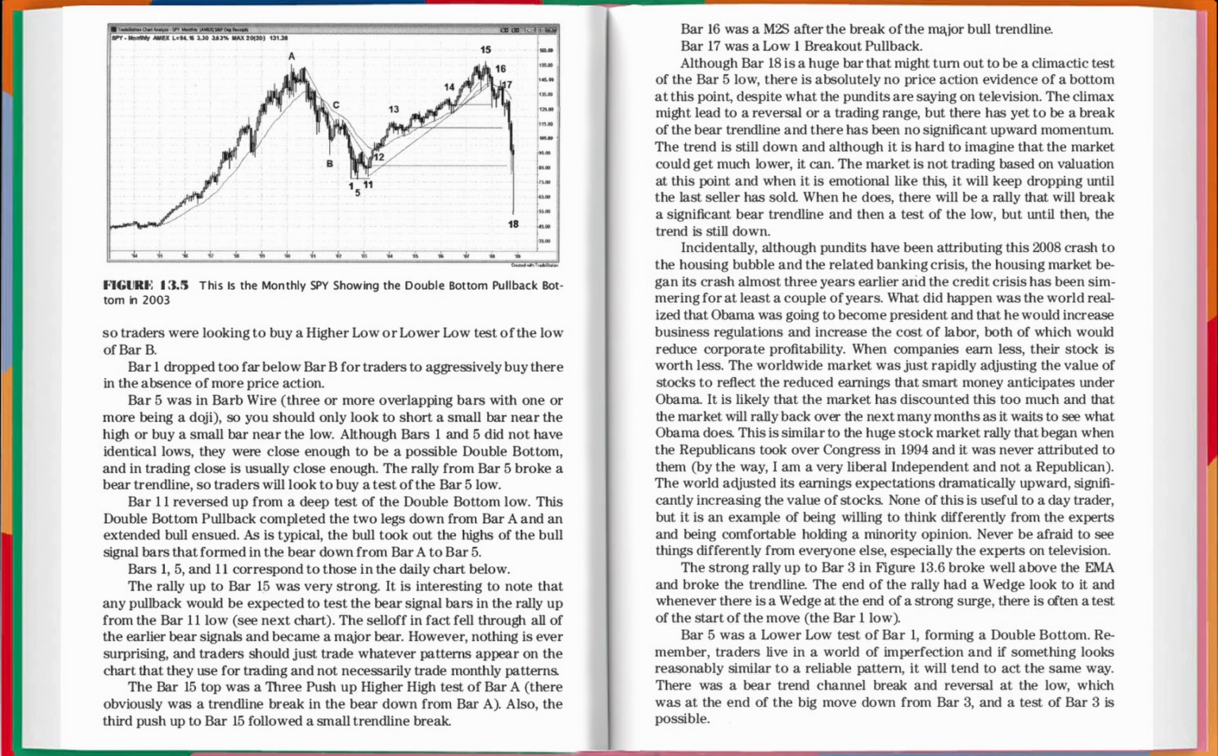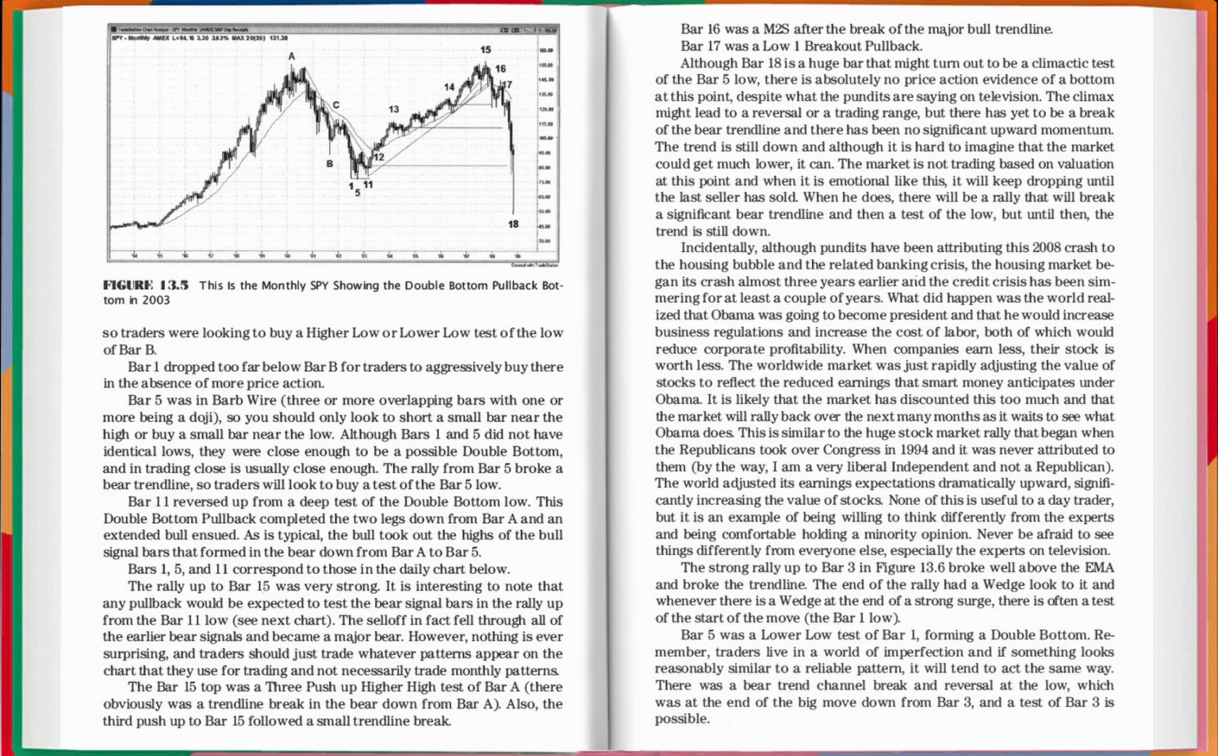The rally from bar 5 broke a bear trend line, so traders will look to buy a test of the bar 5 low. Bar 11 reversed up from a deep test of the double bottom low. This double bottom pullback completed the 2 legs down, and an extended bull ensued. As is typical, the bull took out the highs of the bull signal bars that formed in the bear down from bar to bar 5.